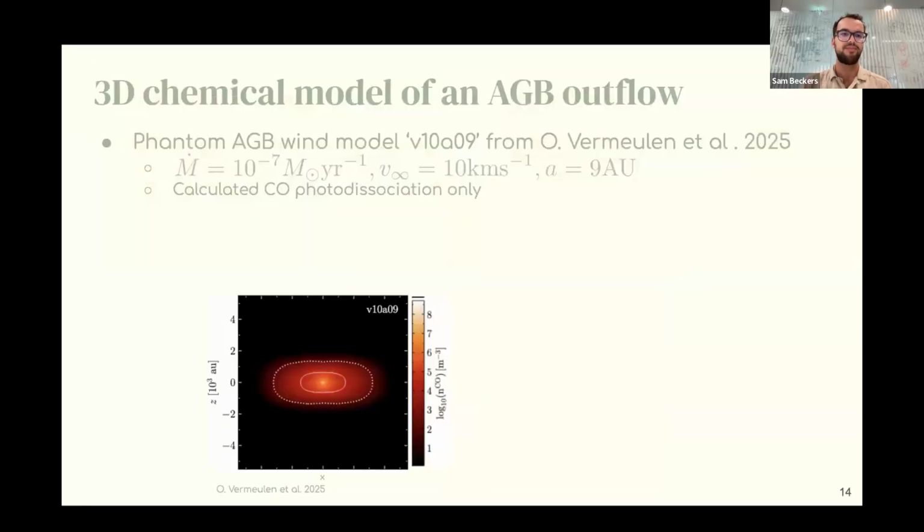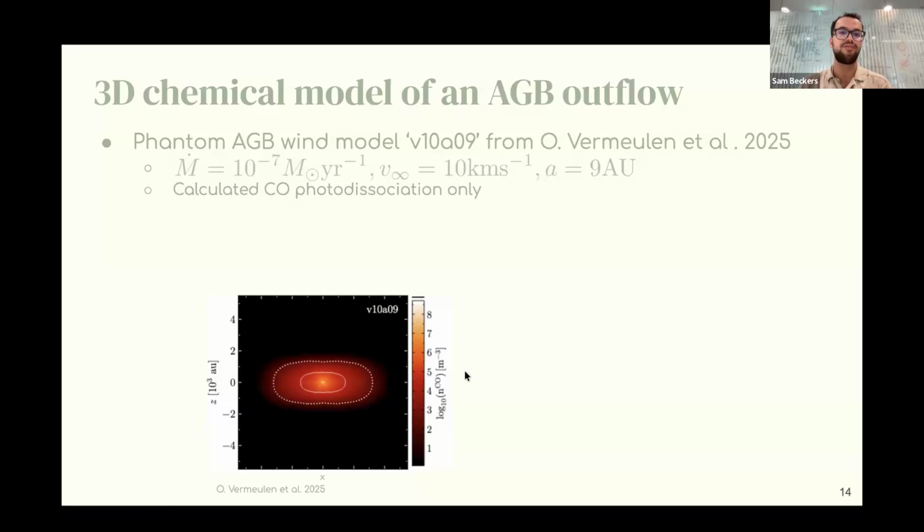And the phantom model that we used was a model from Owen Vermeulen from 2025. And it used a mass loss of 10 to the minus 7 solar mass per year, a velocity of 10 kilometers a second, and a binary separation of 9 AU. And what Owen did in his paper was only calculate the CO photodissociation. So that's what you see in the slice here in X and Z. And that you have the CO here, the CO density.